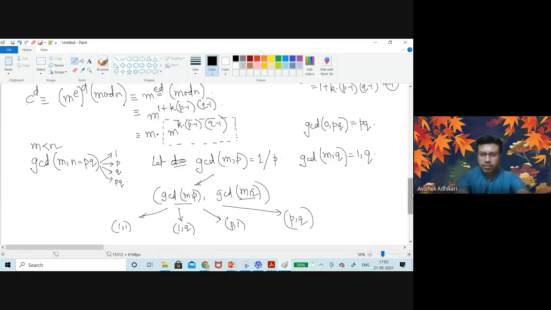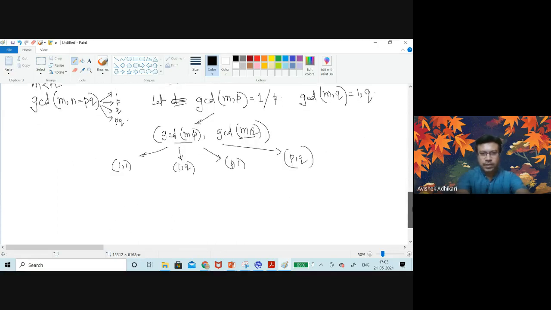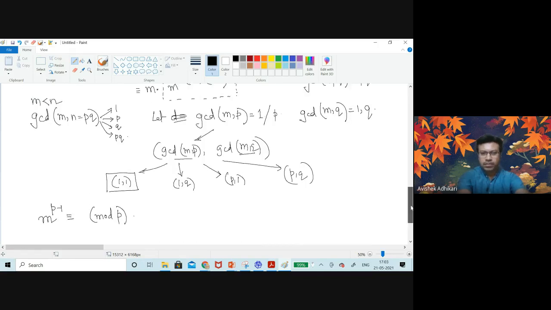Okay. So based on that, we will prove it. First, this case means GCD of m and p is 1, and GCD of m and q is 1. Okay. So then m to the power p minus 1 is congruent to how much modulo p? m to the power p minus 1 is how much modulo p? Very good. So this is 1 mod p.